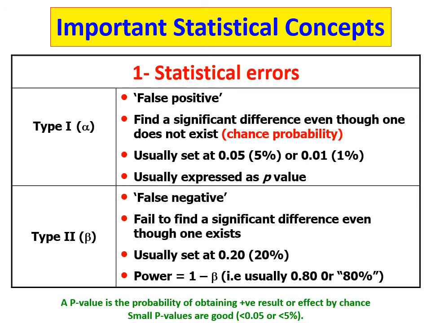We express alpha by using the p-value. We said p-value, what is the meaning of p-value? P-value is the probability of obtaining positive results or positive change by chance. And when we say that the p-value is less than 0.05, or less than 5%, this is good because we restrict here the type 1 error or alpha error.